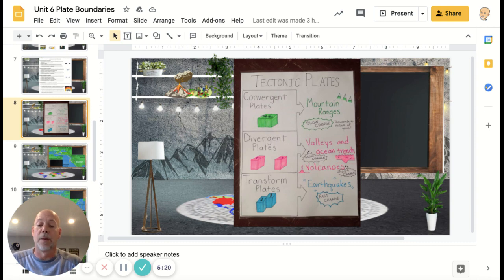and that's where volcanoes come from, because it pulls away and makes a thin spot for that magma to come up. And then transform plates are the most interesting plates in my opinion, because they slide past each other like this. And when they slide past each other, they create earthquakes.